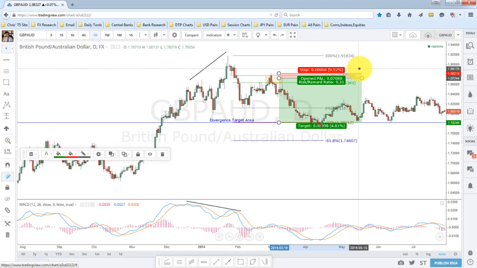Okay, so these types of setups, while they don't always play out to the targets depending on how you manage them, because obviously you're going to want to lock in profits. If you have a 9-to-1 reward to risk ratio, you're obviously going to want to lock in some profits as price moves. Okay, but it's a much more effective way to enter into these patterns instead of using just a very large stop, a really small trade, and having to stay in the trade for weeks or a month for 1 or 2%.